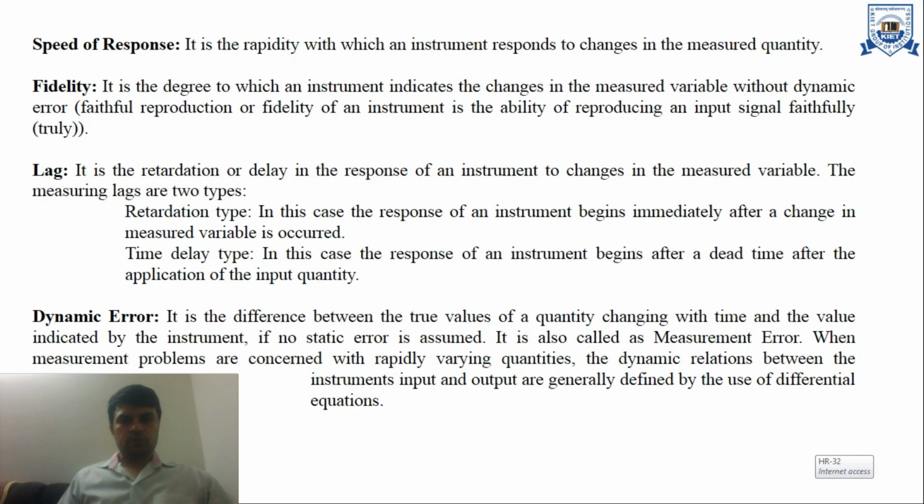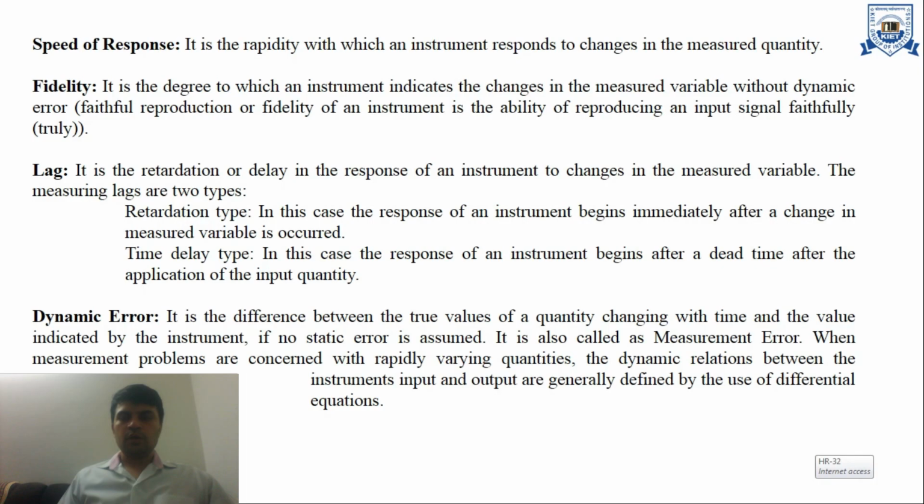Then lag: it is the retardation or delay in the response of an instrument to changes in the measured variable. The measuring lags are of two types, retardation type and time delay type. Then we have dynamic error. It is the difference between the true value of a quantity changing with time and the value indicated by the instrument, if no static error is assumed. It is also called the measurement error.